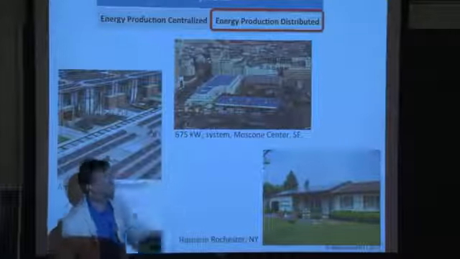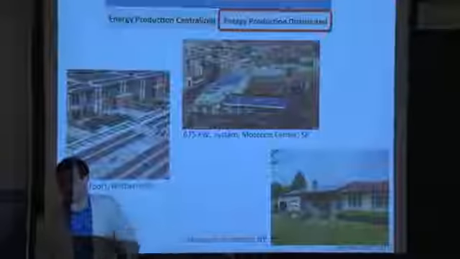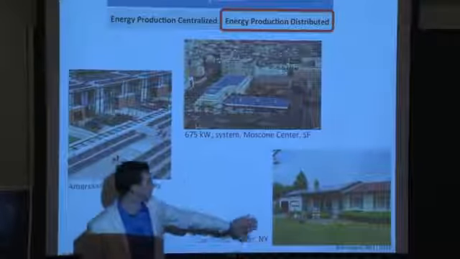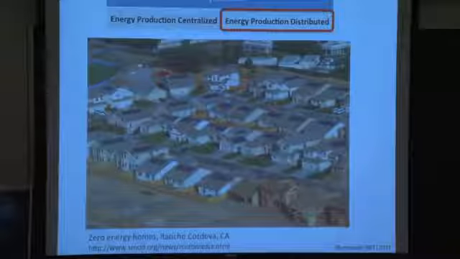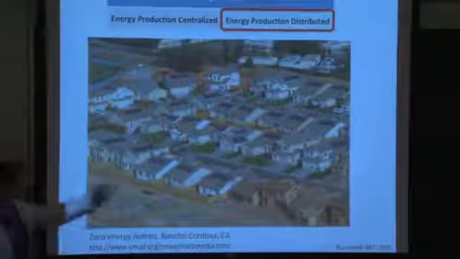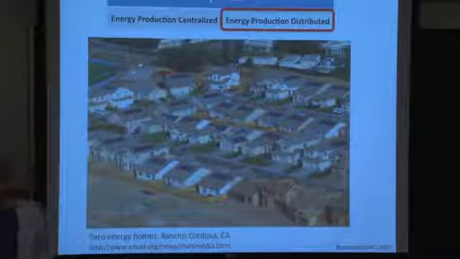But there are opportunities as well in commercial buildings. This is the Moscone Center in downtown San Francisco. It's like the Heinz Convention Center equivalent there. This is an example of a house in Rochester, New York. That's a housing development in Rancho Cordova in California. So you have examples of residential installations as well.